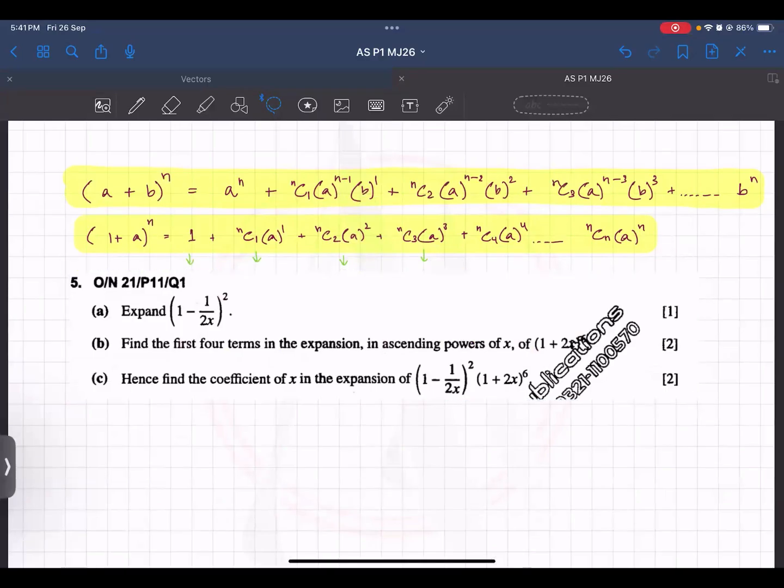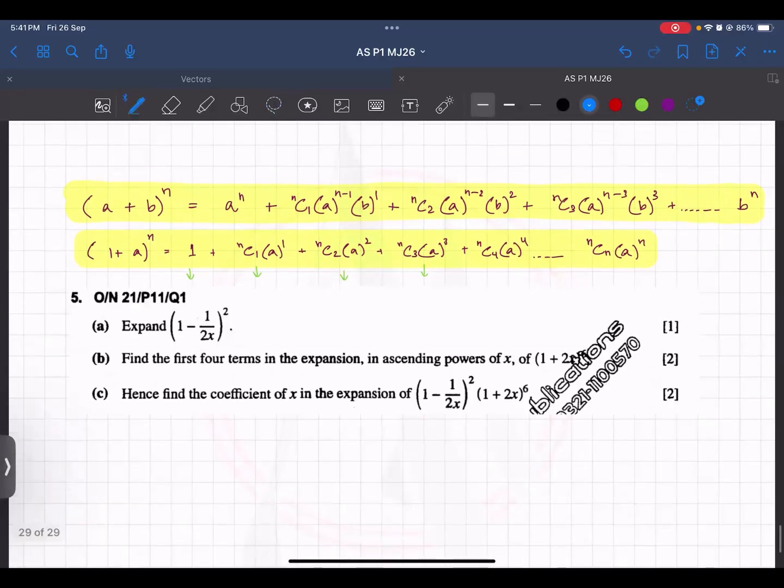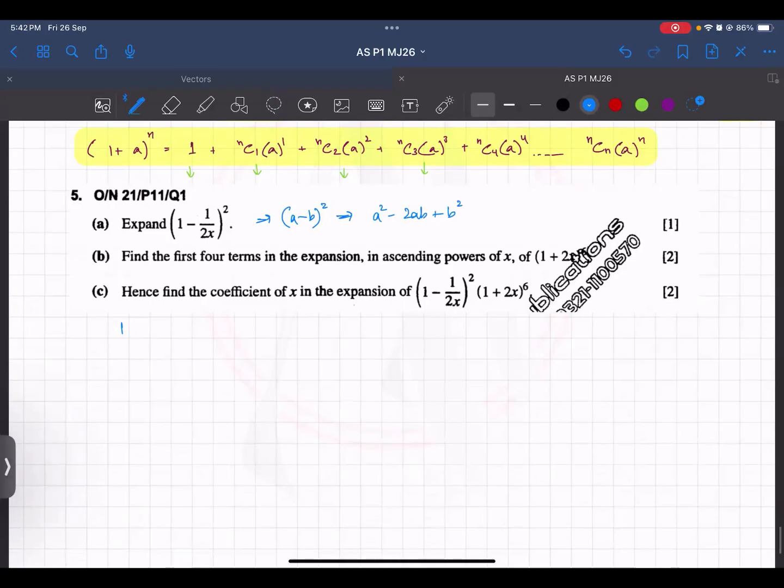Expand (1 minus 1 upon 2x) power 2. Power 2 means this is the basic one. You can use the (a minus b) whole square formula. And we know after we expand it, this becomes a square minus 2ab plus b square. It will be the same way here. So this would become 1 square minus 2 into 1 into 1 upon 2x plus (1 upon 2x) whole square, which we can simplify into 1 minus, this 2 and this 2 cancel out, 1 upon x, and plus 1 upon 4x square. So easiest, 1 mark, easy.